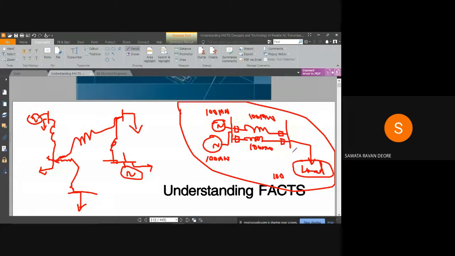So that we call an internal utility interconnection. Means within that region of a utility, there is an interconnection of its own generating stations and the load through transmission. Like that, every utility has the interconnection in its own geographical area.